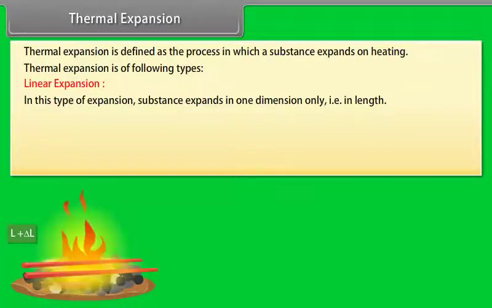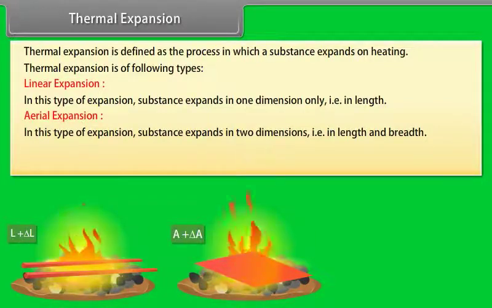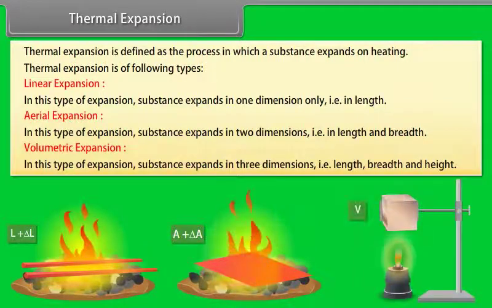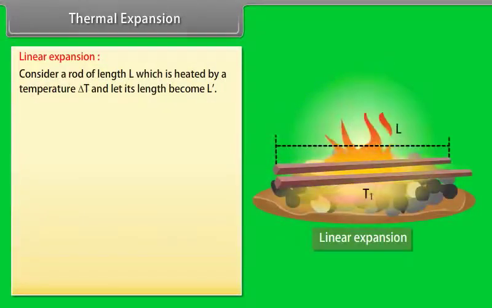Number 2. Areal expansion. In this type of expansion, the substance expands in two dimensions, that is, in length and breadth. Number 3. Volumetric expansion. In this type of expansion, the substance expands in three dimensions, that is, in length, breadth and height.